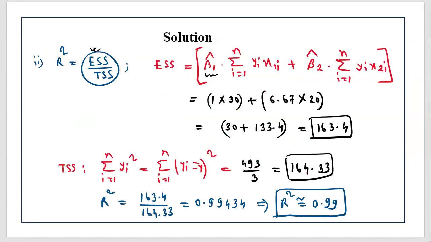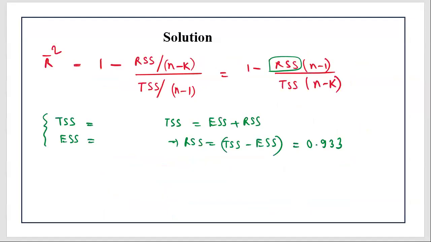See, the expressions are given to you. This is TSS, this is RSS. So simply take the subtraction. Do the subtraction, you will get this kind of a thing, 0.93 approximately. This will be the R squared.